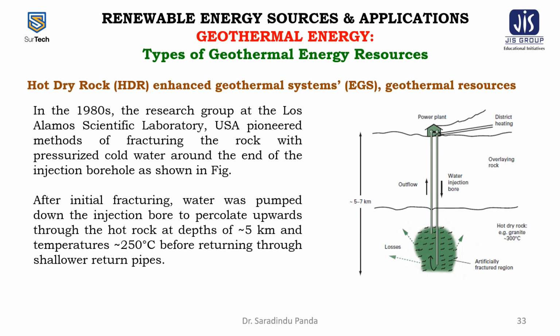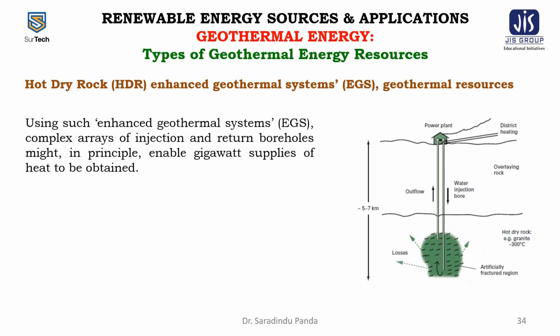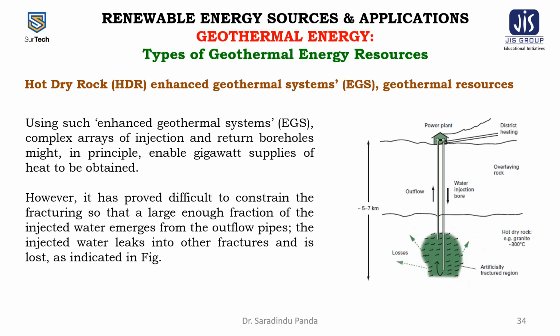After initial fracturing, the water was pumped down the injection bore to percolate upwards through the hot rock at the depth of 5 km, where the temperature is approximately 250 degrees centigrade, before returning through the shallower return pipes. Using such enhanced geothermal systems, EGS, the complex array of injection and return boreholes might in principle enable gigawatt supplies of heat to be obtained. However, it has proved difficult to constrain the fracturing so that a large enough fraction of the injected water emerges from the outflow pipes. The injected water leaks into the other fractures and is lost, as indicated in the figure.